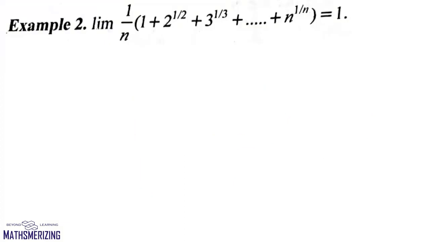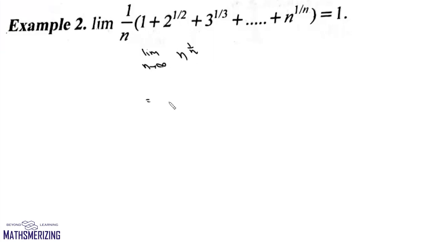Now here the question is, we need to show that this limit of 1 by n times (1 plus 2 to the power 1 by 2, plus 3 to the power 1 by 3, up to n to the power 1 by n) is equal to 1. Now using Cauchy's theorem, we can say that this limit, which is 1 by n (a1 plus a2 plus a3 up to an), is equal to limit n tends to infinity of an, and an in this case is n to the power 1 by n.